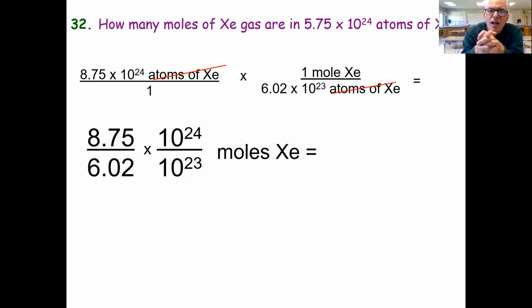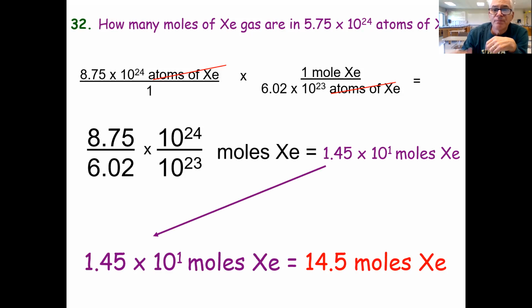I taught you this a long time ago. Dividing exponents like this, you just subtract them. 10 to the 24th divided by 10 to the 23rd is equal to 10 to the 1. What's 10 to the 1? 10 to the 1 means 10. So you got 1.45 times 10 to the 1, which really means 1.45 times 10. You have 14.5 moles of xenon.